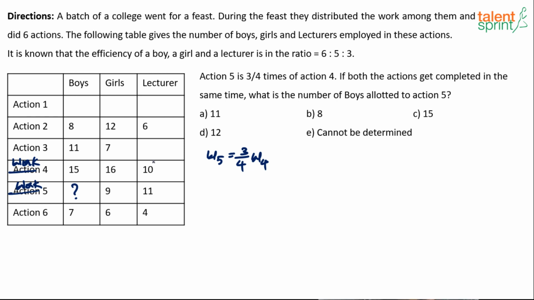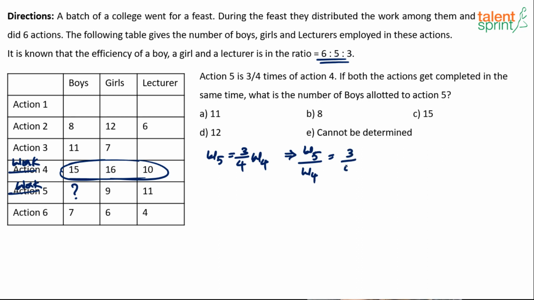First of all, let us find out W4. How do we find W4? First, let's find out how many units of work per day the group assigned for W4 does. Same concept: we know the efficiency ratio, 6 units, 5 units and 3 units, right? So how much work can they do in a day is the question. So 15 boys into 6 units per day, 16 boys into 5 units per day, and 10 lecturers into 3 units per day, right?